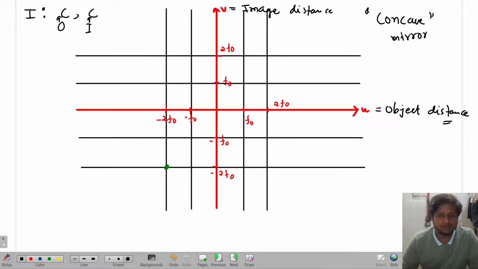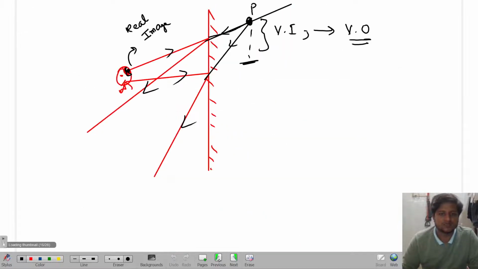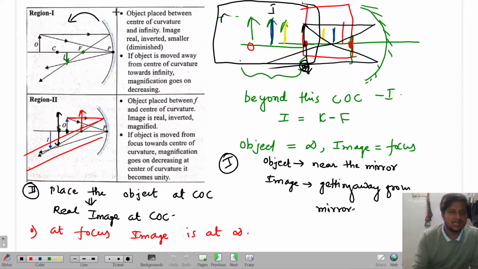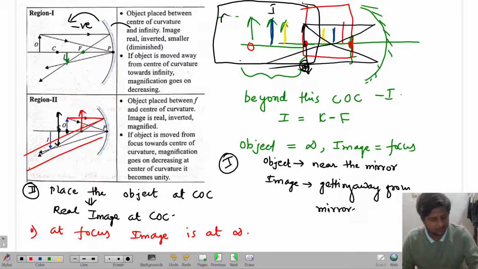Now the most important thing about these mirrors is, try to understand that the left side of this mirror has a negative value, and the right side of the mirror has a positive value. Yes or no, Gagan? Tell me. Yes, sir.